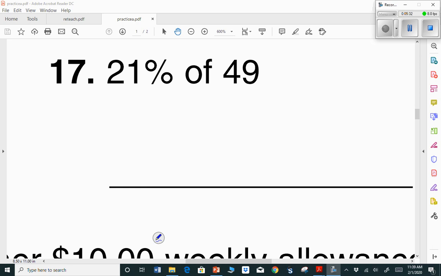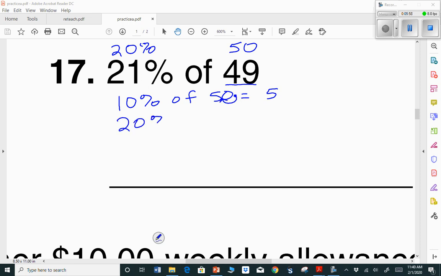Okay, so the percent that we have here is 21, and that's very close to 20. So we like multiples of 10 for percents. Let's take our 49 and change it to something ending with a 0. So that would be 50. So 10% of 50 equals 5. We just bumped that decimal point back one. So therefore 20% of 50 would be twice as much. 20 is twice as much as 10. So twice as much as 5 would be 10. So 21% of 49 is approximately 10.